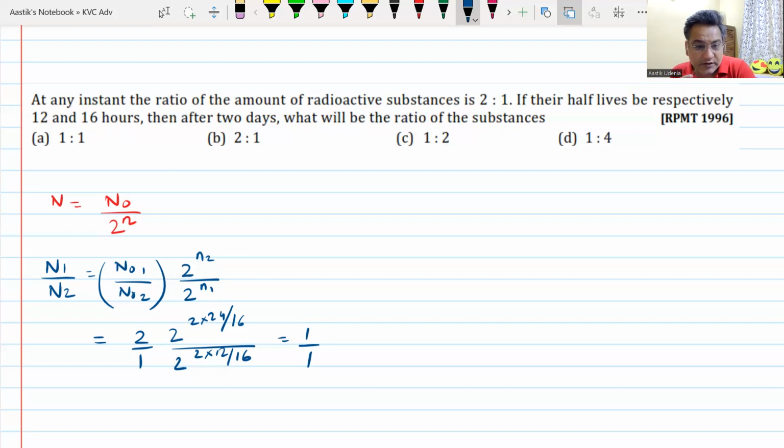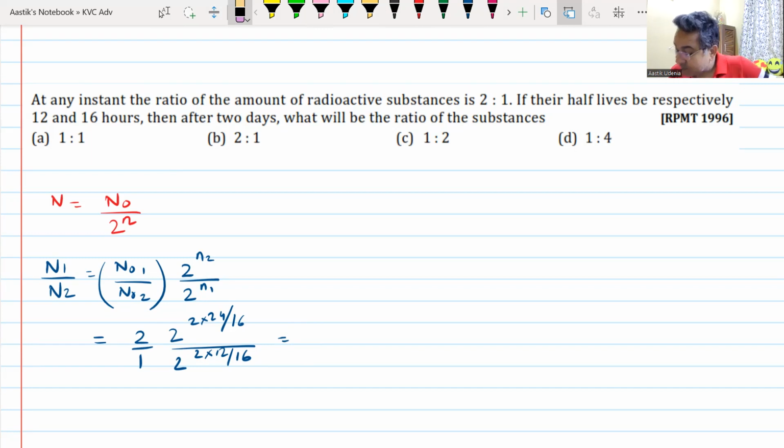N1 by N2 will be equal to N0 of 1 by 2 divided by 2 raised to the power of N. I am not getting 1 by 1 from here. I think I am going to get 4:1. Maybe something wrong with my calculations. 2, 8, this will come 3. I think I am doing a mistake over here, or maybe the answer that is given may not be correct, but this is what we should get.